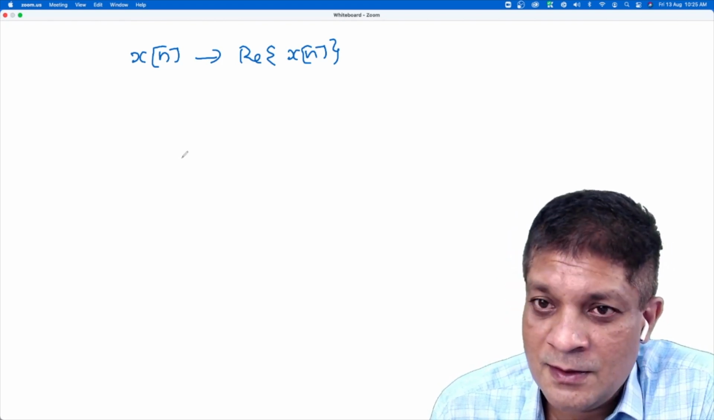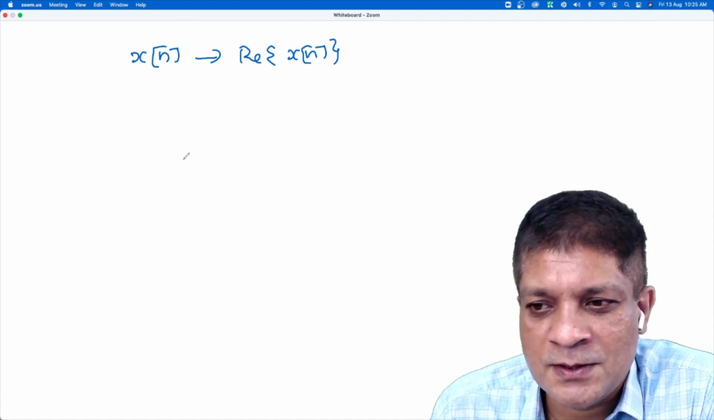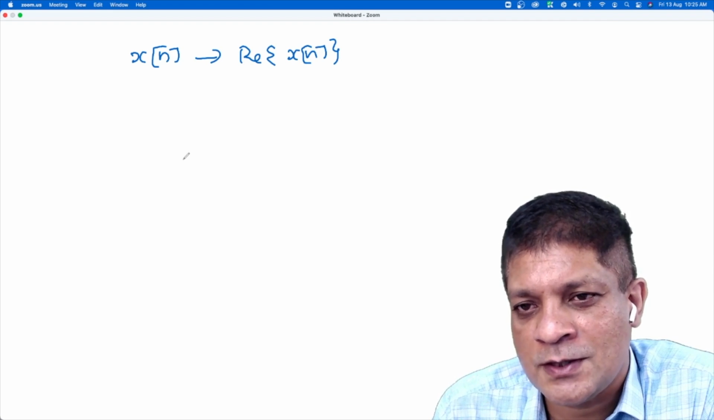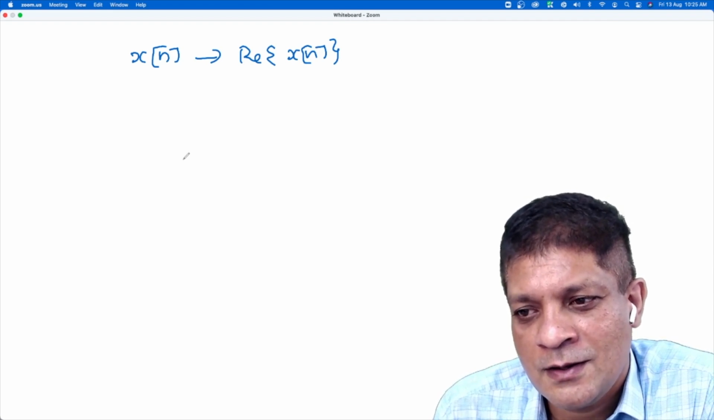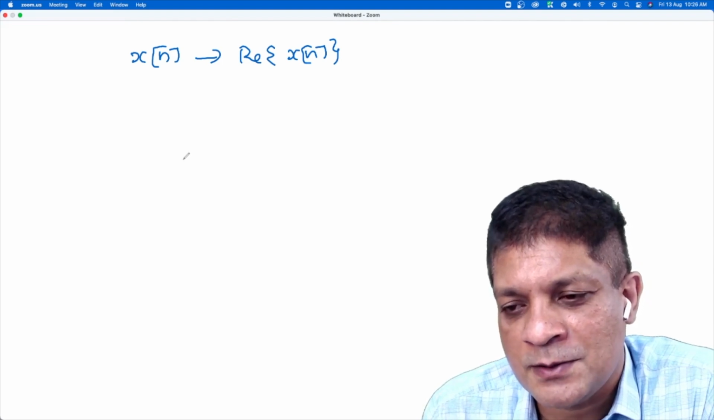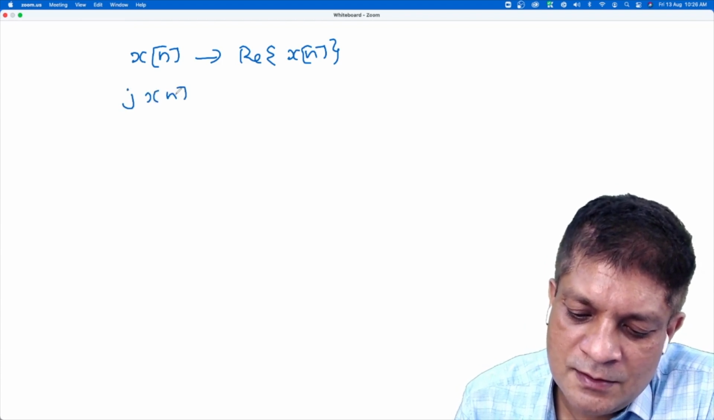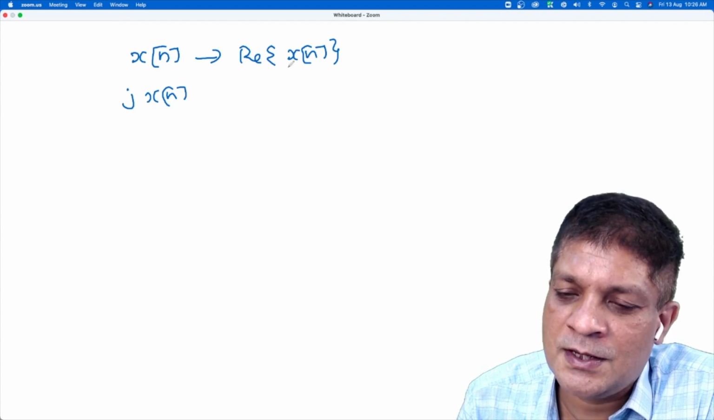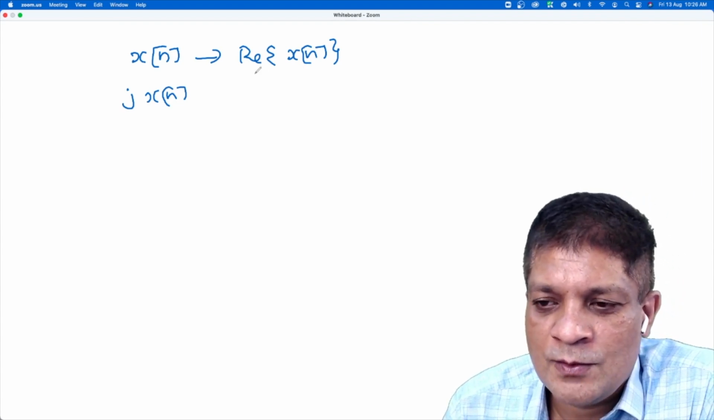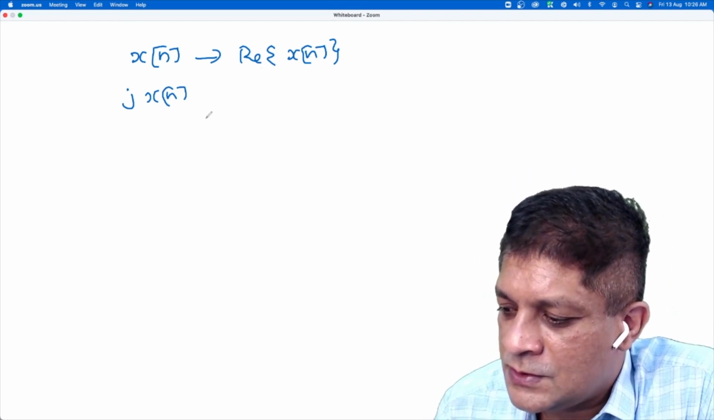Can we put a complex number? That is the definition. I have mentioned that if you multiply with a complex valued constant, then the output should also be a scaled version multiplied by the same complex valued constant. So if you simply multiply with j, is it the same as j times this? No, sir. So it is an additive system, but not a homogeneous system.